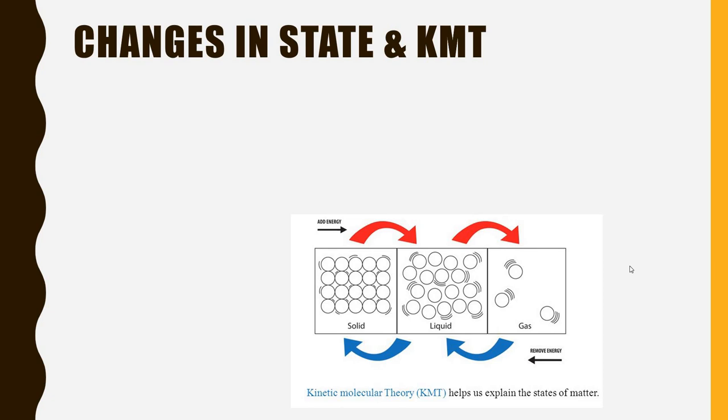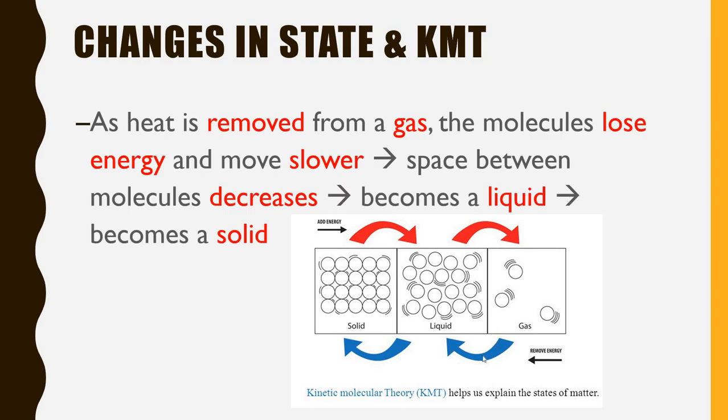Now, conversely, if we follow these blue arrows, we're removing heat, we're cooling the matter, and we lose energy, move slower, and the space between the molecules decreases. And that's where we get a gas turning into a liquid. If we continue to decrease that temperature, remove that energy, we get less space, less movement, and that liquid becomes a solid. Okay, so that's basically the idea between kinetic molecular theory and things going from solid, liquid to gas.